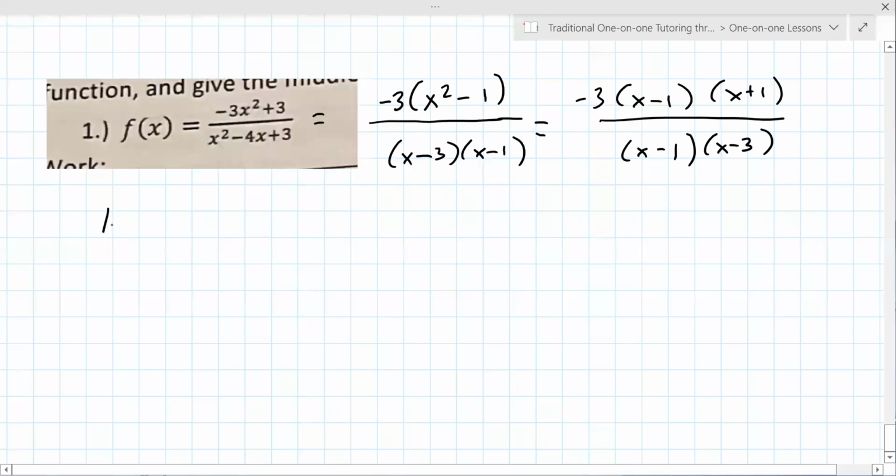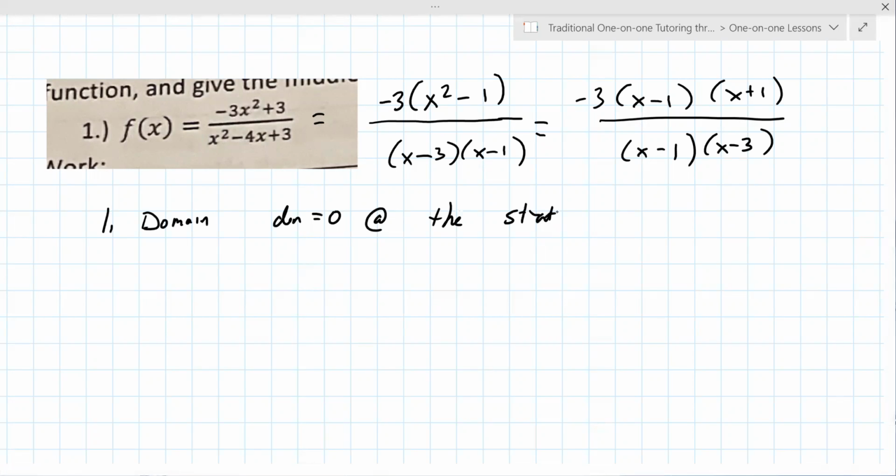So actually the first thing you do is domain. Okay, and you get domain by setting the denominator equal to 0 at the start. We will answer all your questions, but let's do it in the right order. It's like you're trying to swim before you jump in the water here. It's really bad, really bad.